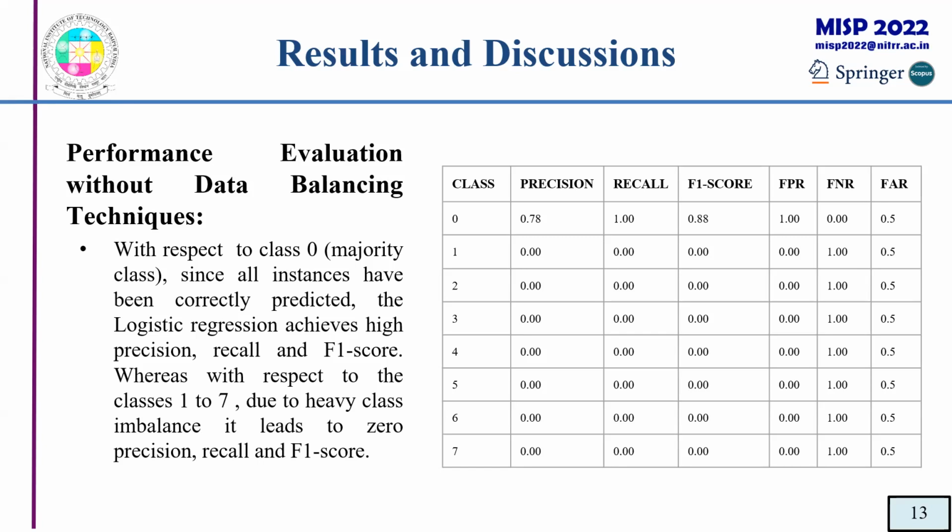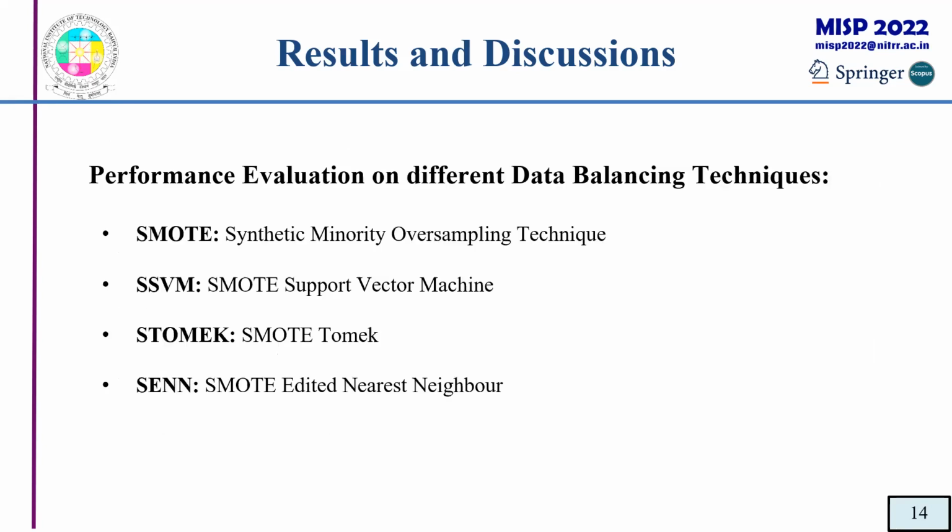Normally, FPR and FNR must be nearly equal to 0. FAR must be less than 0.5. So here, without a data balancing technique, FPR, FNR, and FAR are not in their respective ranges because all instances of classes 1 to 7 are falsely predicted as class 0. So this leads to an increased FPR of class 0 and FNR of classes 1 to 7. Therefore, data balancing techniques are needed.